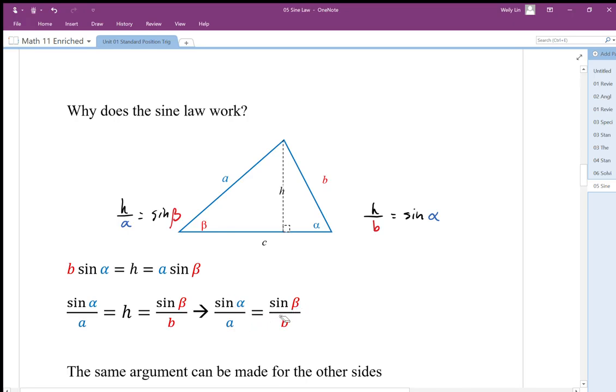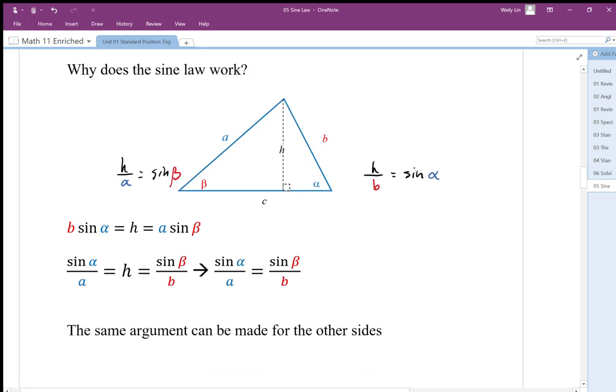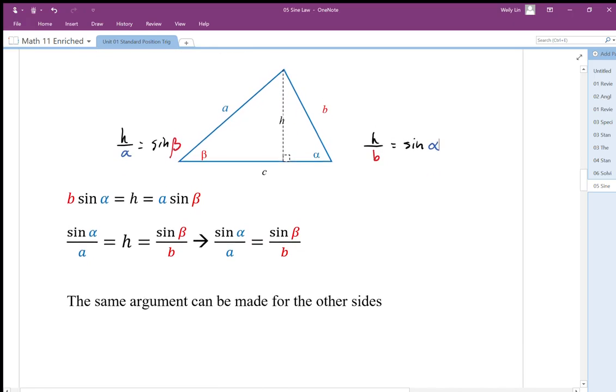And we could set up this same argument for the third side, and we can say that the sine of the angle and the opposite side ratio is equivalent to the angle and the opposite side ratio of the same triangle. And then we can set up the third ratio, the sine of angle C to the length of side C, is equivalent for all three sides of any triangle. So this is why the sine law works.